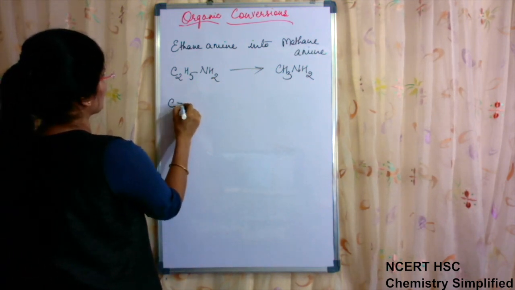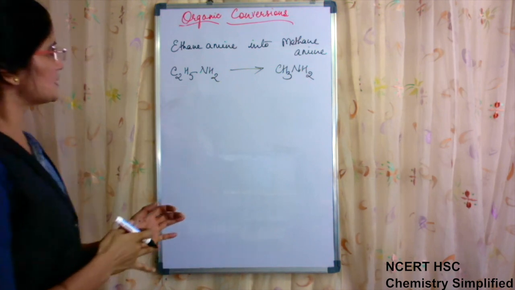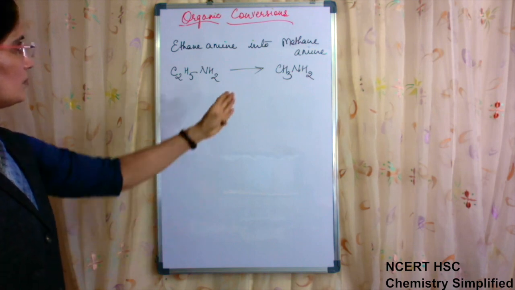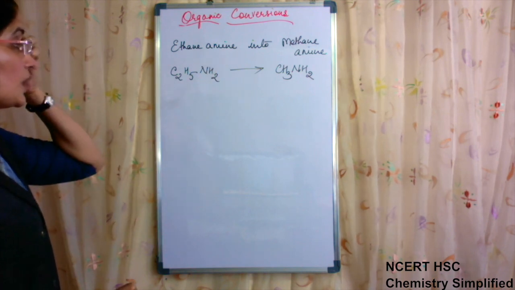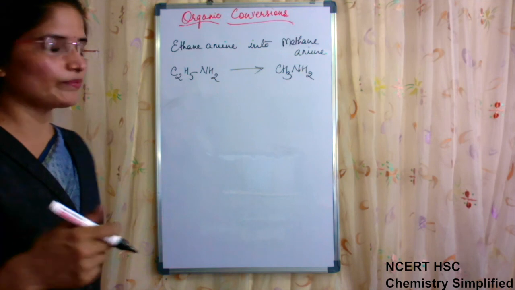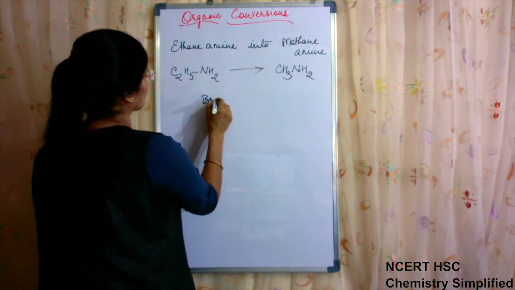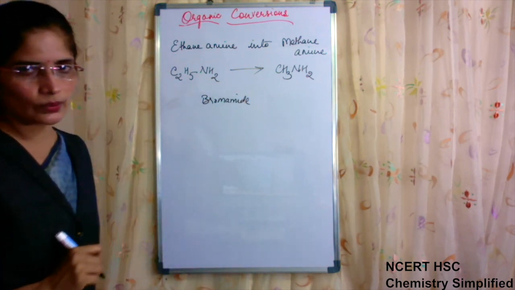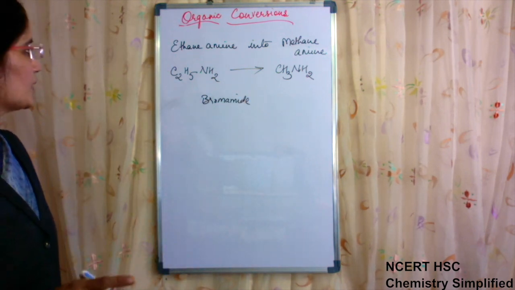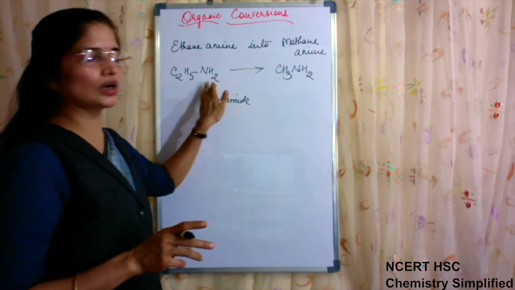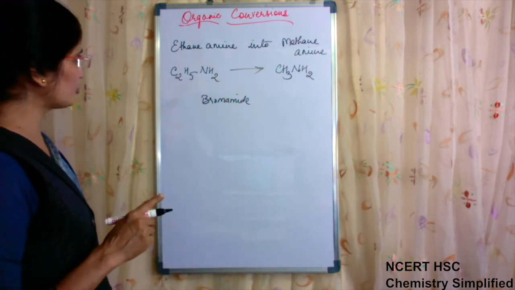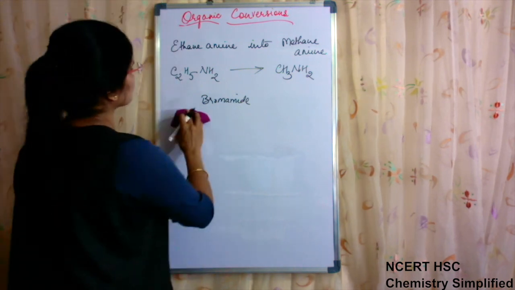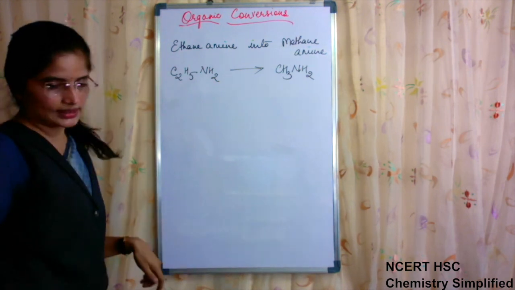Now let us see what can be done. This is an amine. An amine cannot be directly converted into methanamine. One carbon we have to reduce. To reduce one carbon atom we have the Hofmann bromamide reaction. For the bromamide reaction we require an amide. This doesn't seem to convert into an amide directly, so we have to think of a way by which we can convert it into an amide.